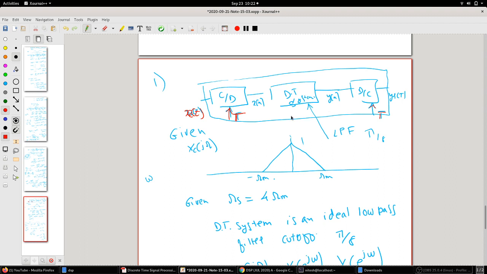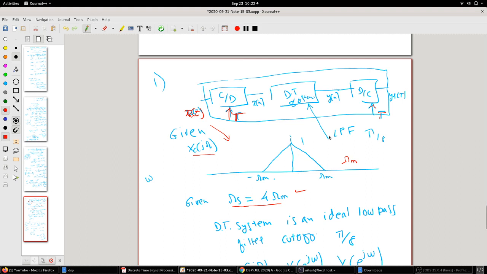Okay, this is given. Another thing which is given is xc of j omega, the Fourier transform of xc of t, which has a maximum frequency of omega m. Then what is given is omega s, the sampling frequency, which is 4 times omega m. This is given.